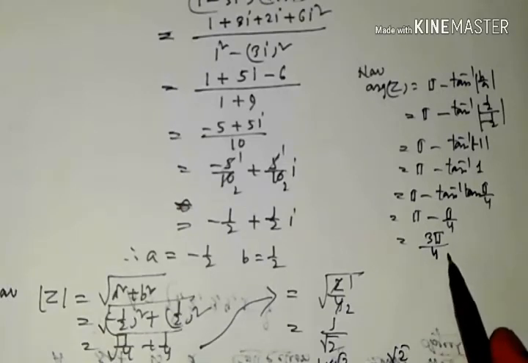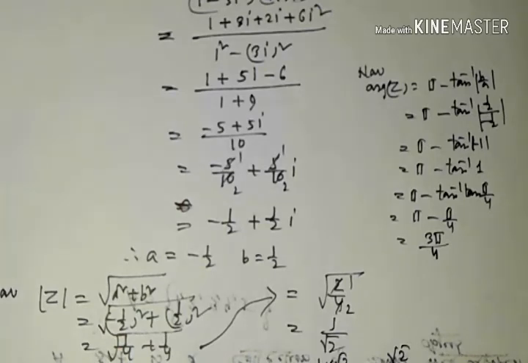This is the argument of the complex number, and this is the modulus of the complex number. So this is all about the problem.